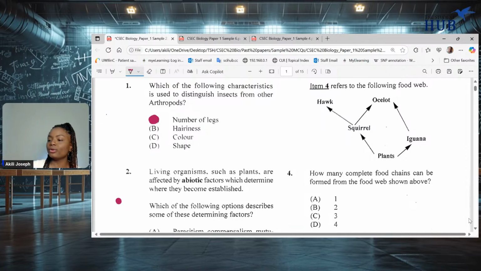Thoughts on the paper too. I thought it was pretty doable. Everything was on the syllabus, but it came in a little uncharacteristic way, but I still think it was a fairly doable paper.